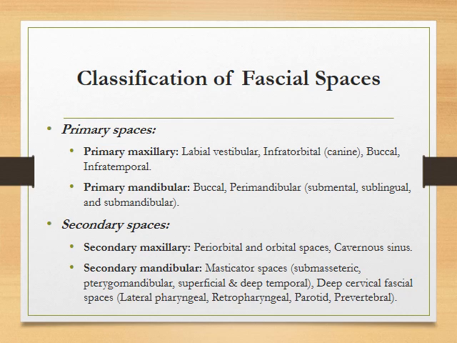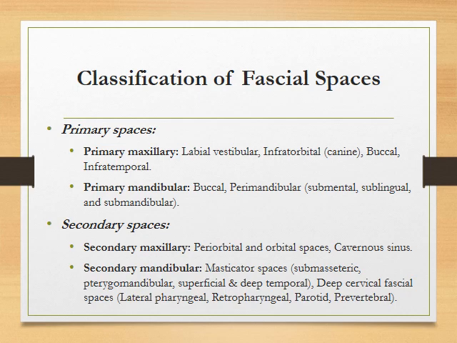So, what are the types of primary spaces that we have? Either primary maxillary or primary mandibular spaces. Primary maxillary spaces are labial vestibular, infraorbital, buccal, and infratemporal. While the mandibular are the buccal and also perimandibular spaces, which consist of submental, sublingual, and submandibular.